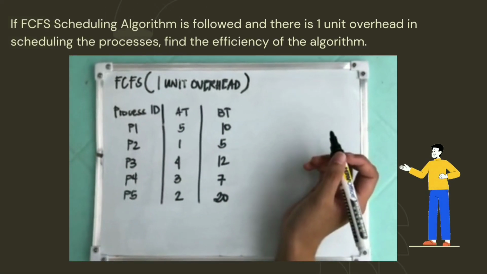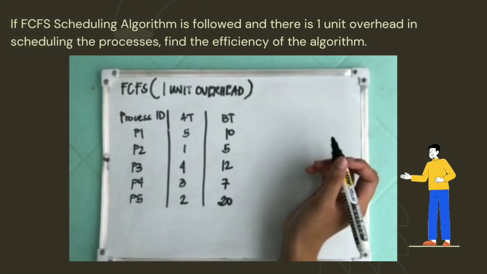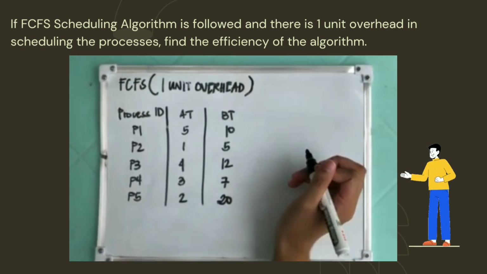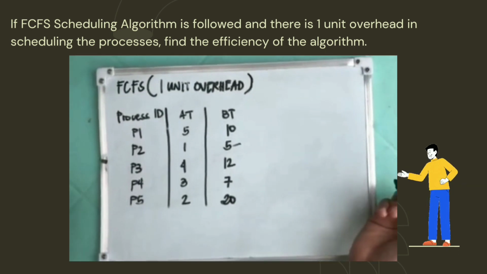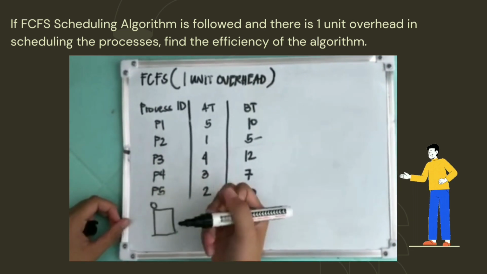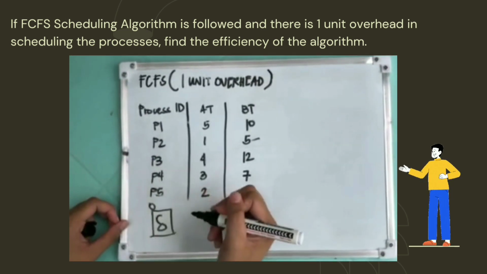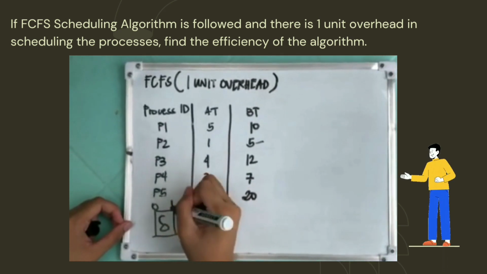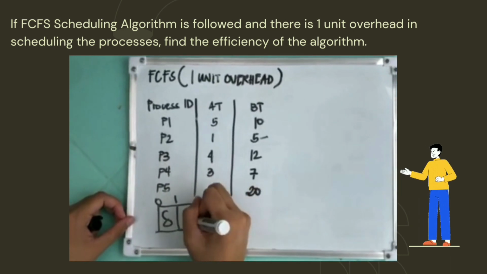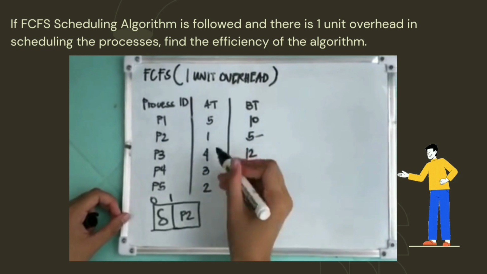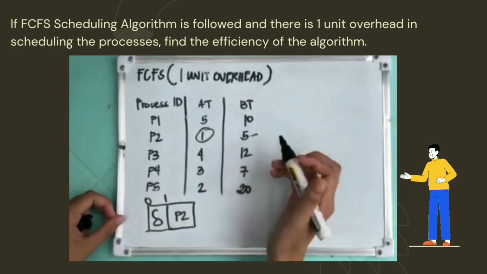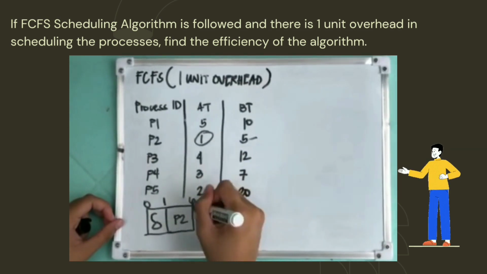Ngayon, gagawa tayo ng first come first serve na may 1 unit overhead. Ano yung unit overhead? Ito yung short delay bago mag-process. Ngayon, gagawa tayo ng Gantt chart. Yung Gantt chart natin is lagi nag-start sa 0. Ang una natin lalagay is yung unit overhead. Maglalagay tayo dito ng 1 dahil nga 1 yung unit overhead. Ang next naman is si P2 dahil siya yung unang nag-arrive. Ngayon, si 1, i-add natin sa burst time ni P2 na 5. So, 1 plus 5 is 6.